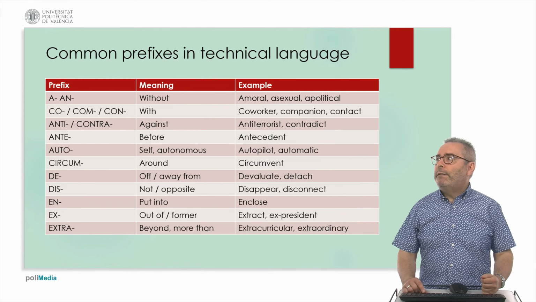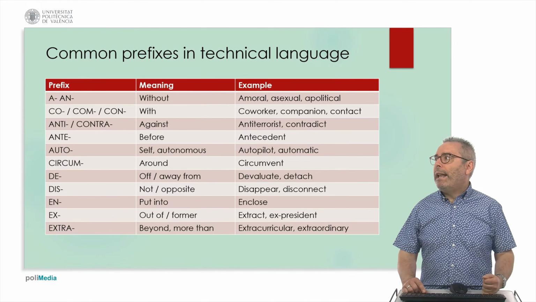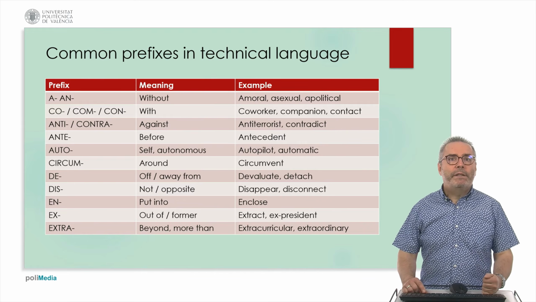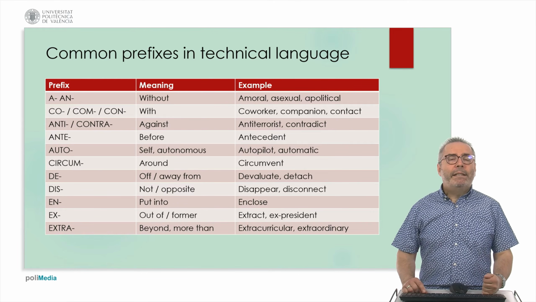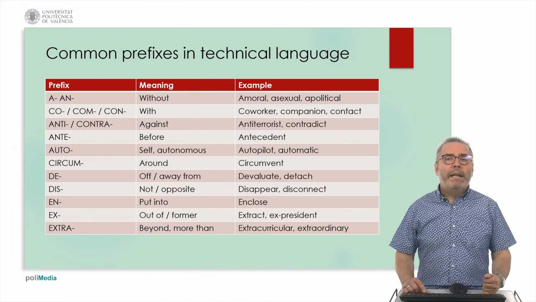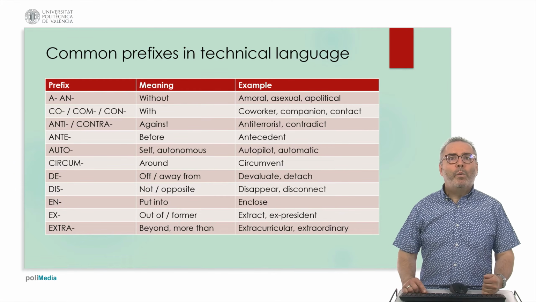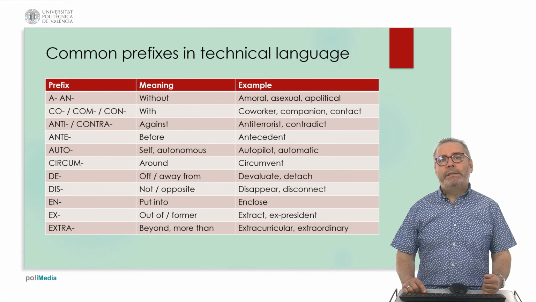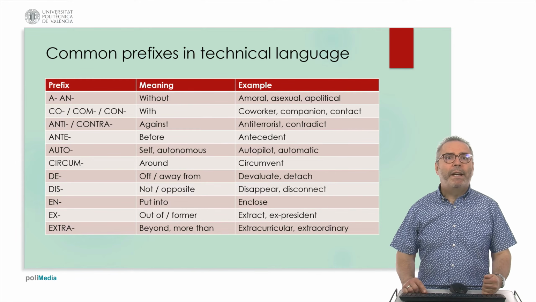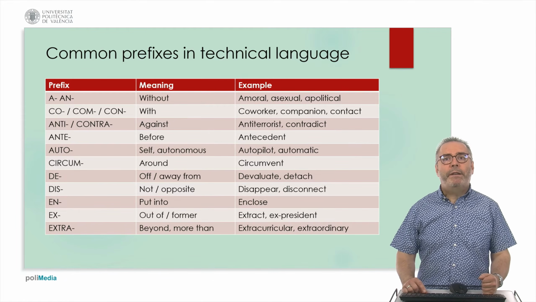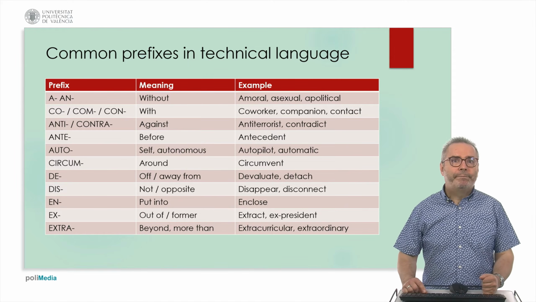A-, an-, for example, means without, such as in amoral, asexual, apolitical. Co-, com-, and con- all mean with, co-worker, for example. Anti- and contra- mean against. Anti-terrorist, contradict. Ante- means before. Auto- means self or autonomous, such as in autopilot, automatic. Circum-, on the other hand, is also very common in technical language because it means around, circumvent.